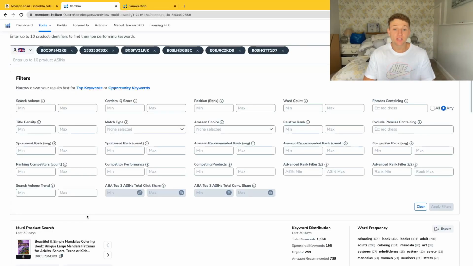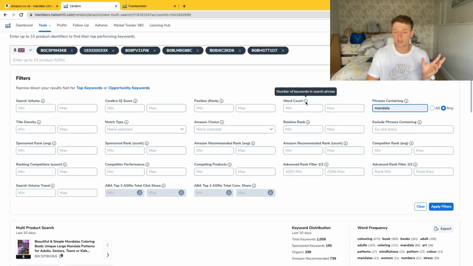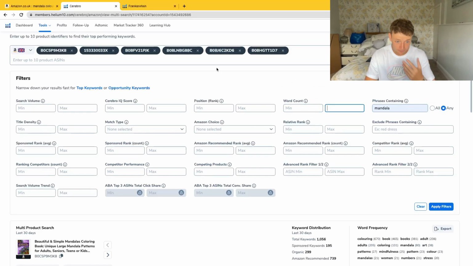But if you did want to filter down even further, again, you can go back and use Helium 10's filters. I would massively recommend getting stuck into these filters as much as possible because these are a really powerful part of the whole Helium 10 software and allow you to find really specific keywords based on what your targeting strategy is. So generally some filters that I would recommend, like I said, the phrases containing, you could say any phrase containing the word mandala, a certain number of words in the search phrase. So if you're looking for long or short tail keywords, you can filter out using that.